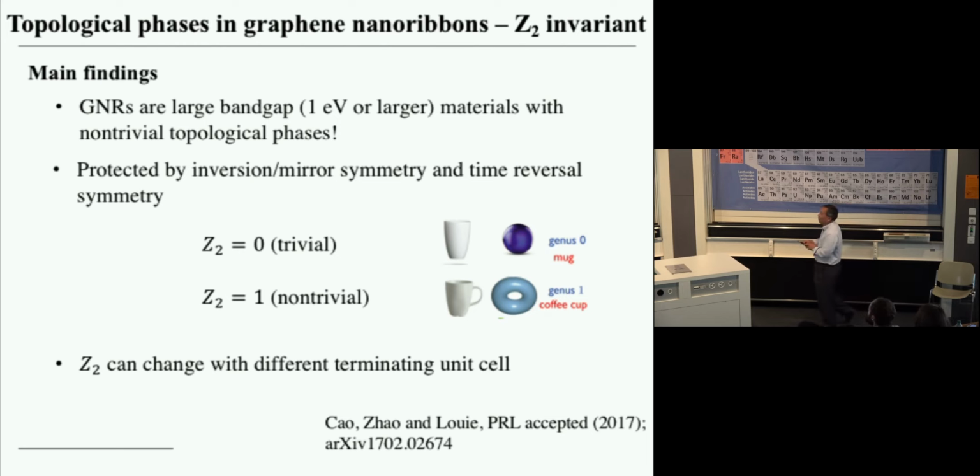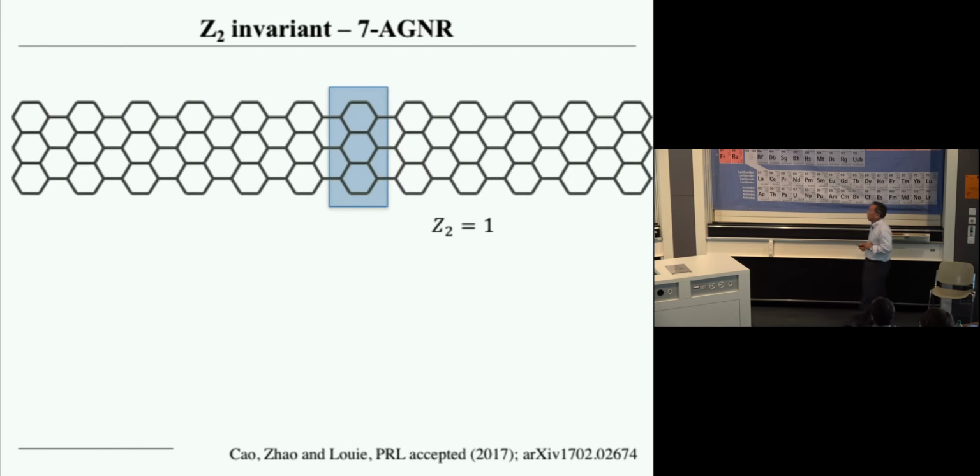When Z2 is equal to 0, then the system is what we call trivial topologically, and Z2 equal to 1 is non-trivial. And there's another very interesting fact regarding the fact that we're in 1D, which is that this invariant number, Z2, can in fact be changed when you change the terminating unit cell for your ribbon. So let me illustrate that for you.